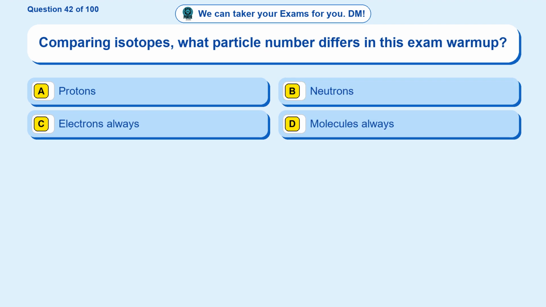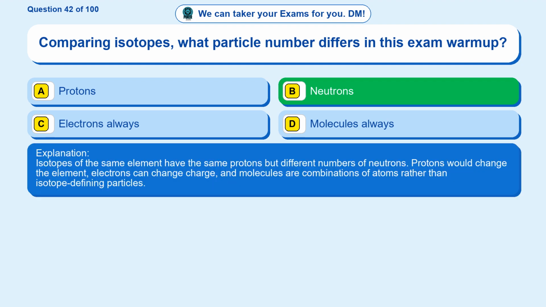Question 42. Comparing isotopes, what particle number differs in this exam warm-up? Option A, protons. Option B, neutrons. Option C, electrons always. Option D, molecules always. The correct answer is option B. Neutrons. Isotopes of the same element have the same protons but different numbers of neutrons. Protons would change the element, electrons can change charge, and molecules are combinations of atoms rather than isotope-defining particles.